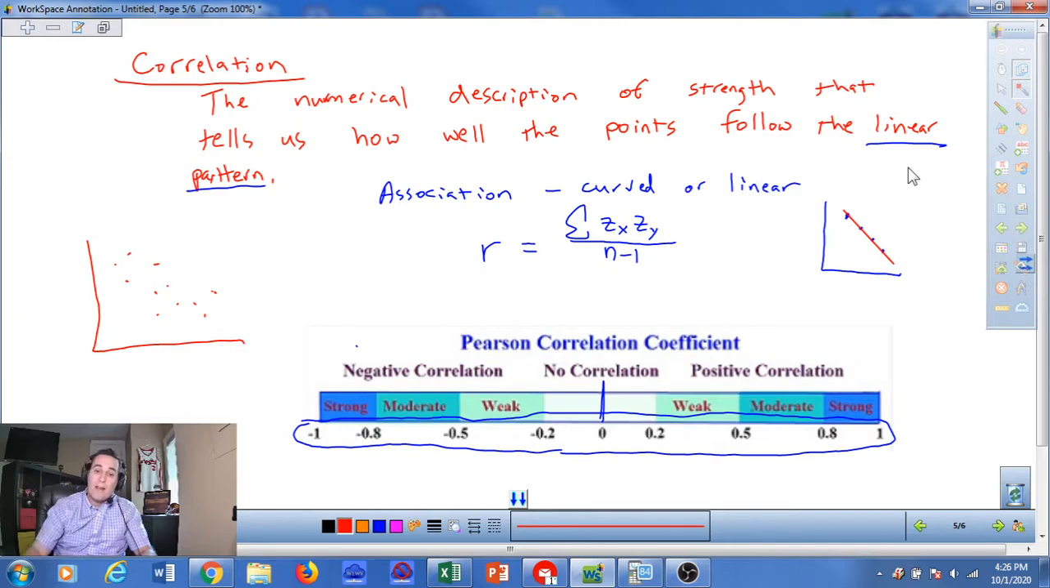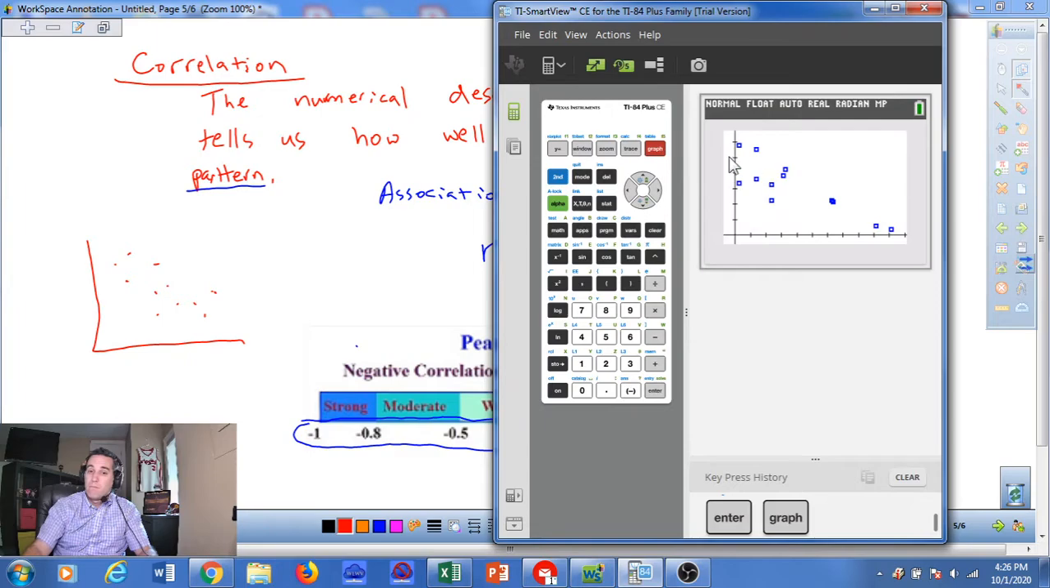So the one we had on our graph, right? There was some spread here, but there wasn't a lot of spread here. This actually would have a pretty good correlation. Okay, my guess is going to be about negative 0.8, negative 0.7 for this one.